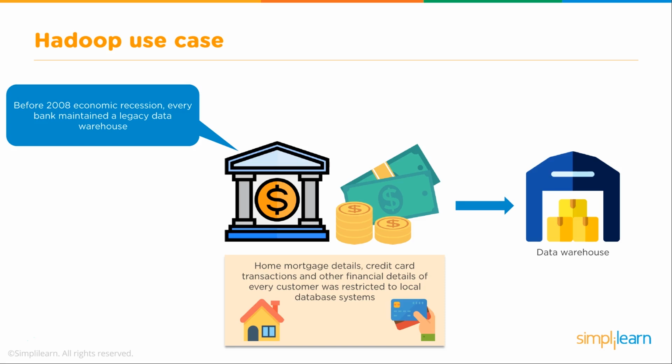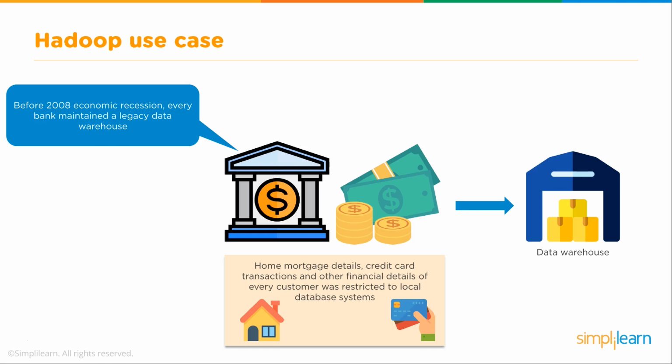Before the 2008 economic recession, every bank maintained a legacy data warehouse. Now remember, I talked about legacy data where it's warehoused across a bunch of hard drives, and it's really hard to get to. It's great if you're filing taxes and you have a month to pull the data, or you have somebody who can load up the old cassettes. So home mortgage details, credit card transactions, and other financial details of every customer were restricted to local database systems. So not only are we talking about very slow retrieval of this data, I might be in Florida, or maybe it's an international bank and I'm in Germany, and I have to call up the Singapore branch and say, hey, I need this data.